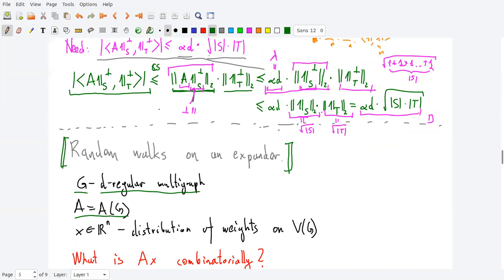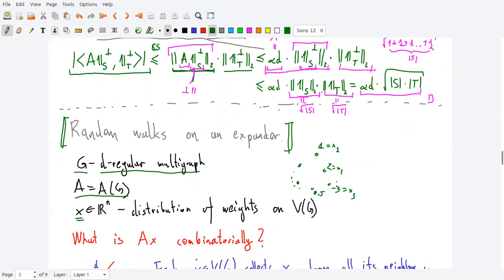And if I have some vector x from R to the n, let's say, I can think of it as a distribution of weights on the vertices. Maybe here are the vertices of your graph. And maybe this vertex has weight 1, this maybe has weight 2, this has weight -3, maybe here is 1/2, and so on. So this will be x1, this will be x2, x3, and so on. These will be the corresponding entries of the vector x.